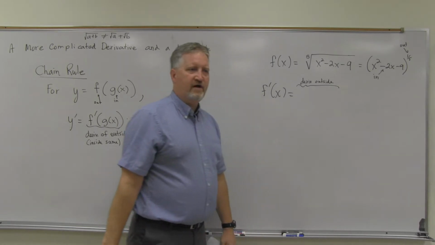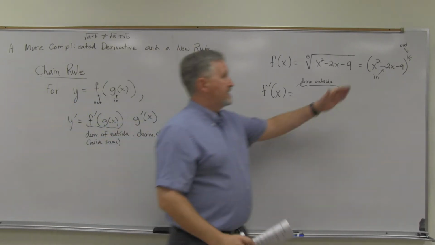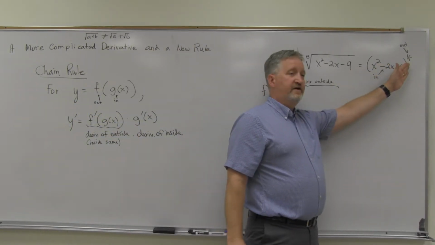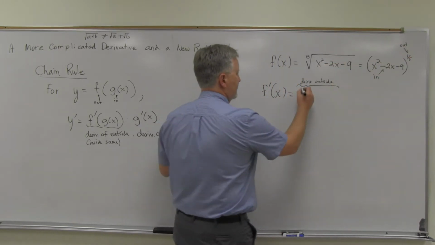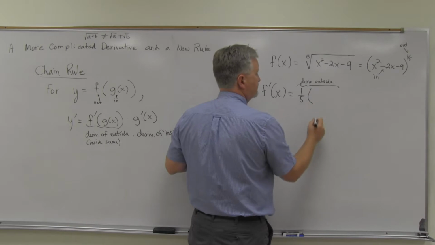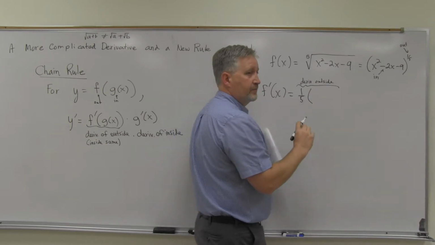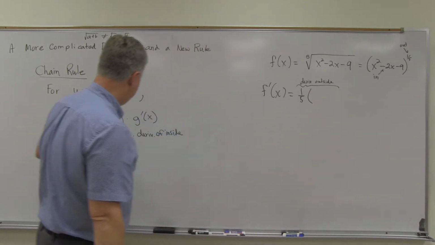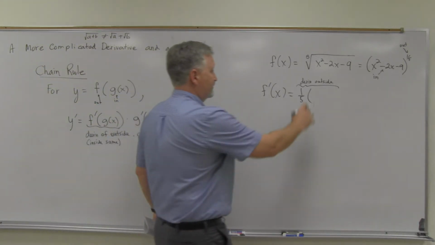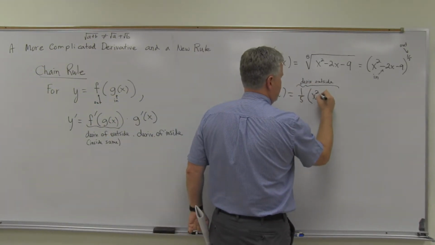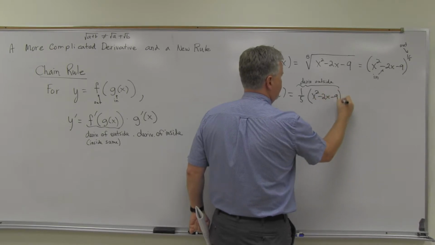First of all, I'll do the derivative of the outside. The outside power is 1/5. Power rule, so I bring down the power, make it 1/5 times. Now what happens when I'm doing the derivative of the outside, what happens to the inside? Leave it alone. Don't change it. So derivative of the outside, the inside stays the same, x squared minus 2x minus 9.